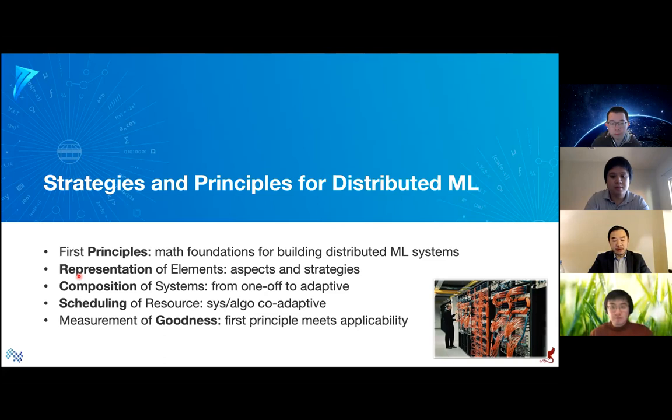And next, we're going to also discuss another level up of adaptiveness and flexibility, which is to schedule different resources toward a compilation of multiple tasks on specific system architecture and configuration, so that the system and the algorithm can co-adapt to each other to accommodate the maximum amount of workflow. And finally, we're going to discuss several new ways of measuring the goodness of a system, which turns our first principle into meeting the need of applicability in the real world.